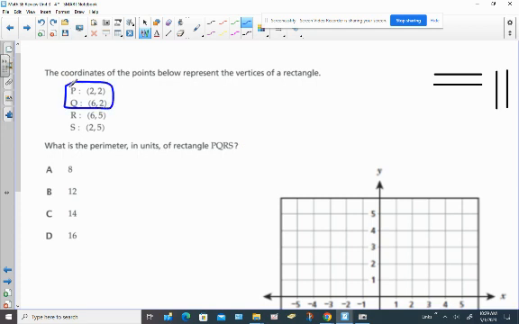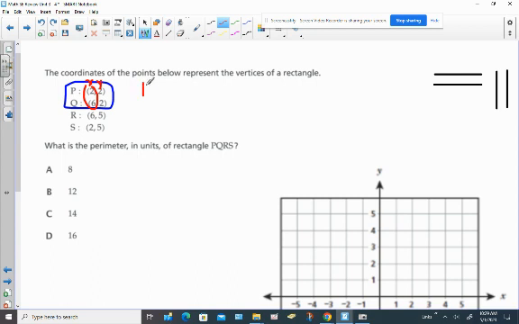How would we tell? First of all, are they in the same quadrant? They are. This is positive, positive. This is positive, positive. So everything's going to fall in quadrant 1. And we would look at whether the x's or the y's are different from each other. In this case, it's the x's that differ from each other.